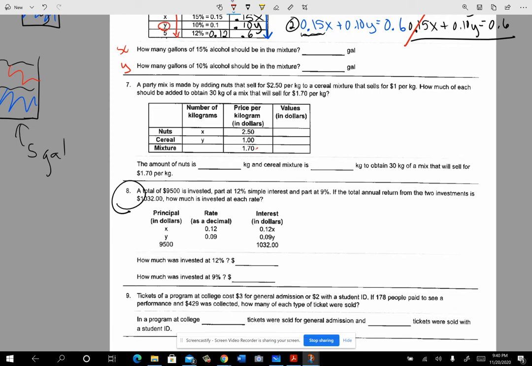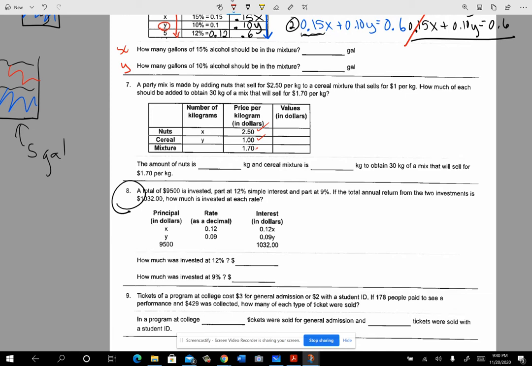So the question is, so we know that the nuts sell for $2.50 a kilogram, cereal for $1 per kilogram. They've already taken care of that. That's already in the box. How much of each should be added to obtain 30 kilograms of a mix that will sell for $1.70 per bag?